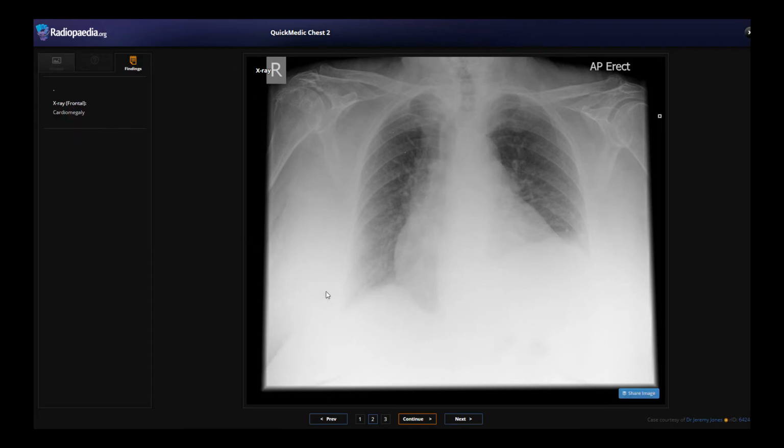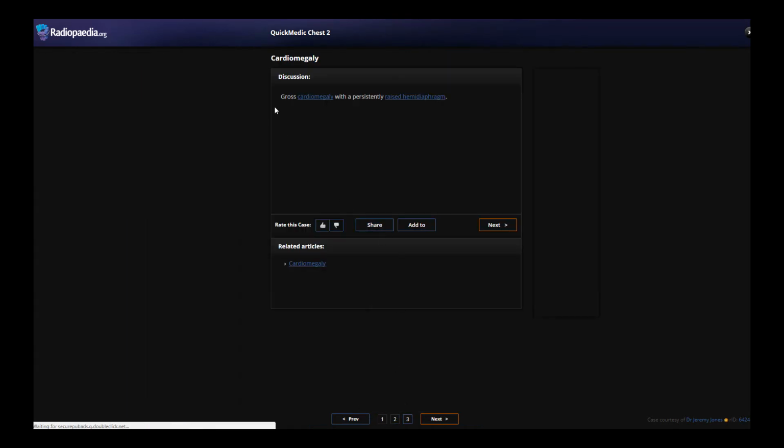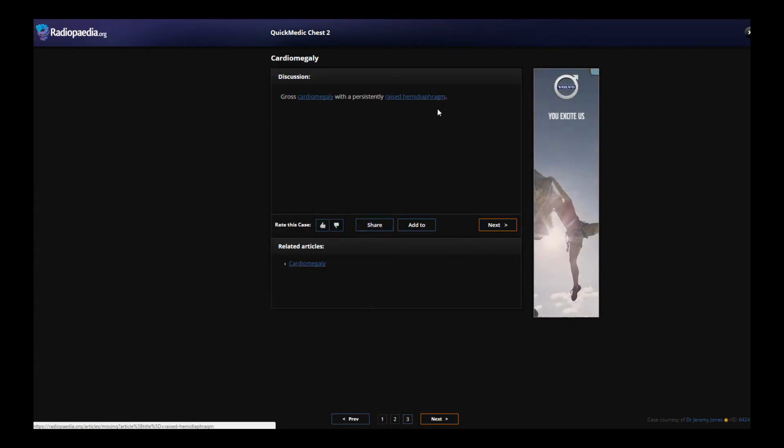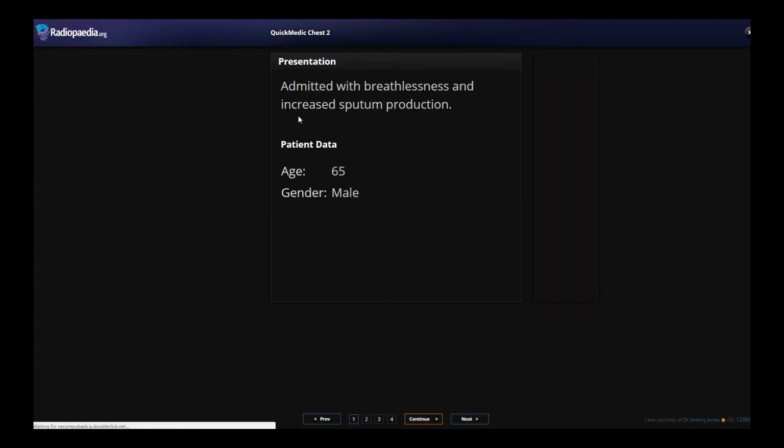Let's see if they agree. So yes, they've just said cardiomegaly here on this report. There's gross cardiomegaly with persistently raised left hemidiaphragm, and that would be in keeping with what we thought.